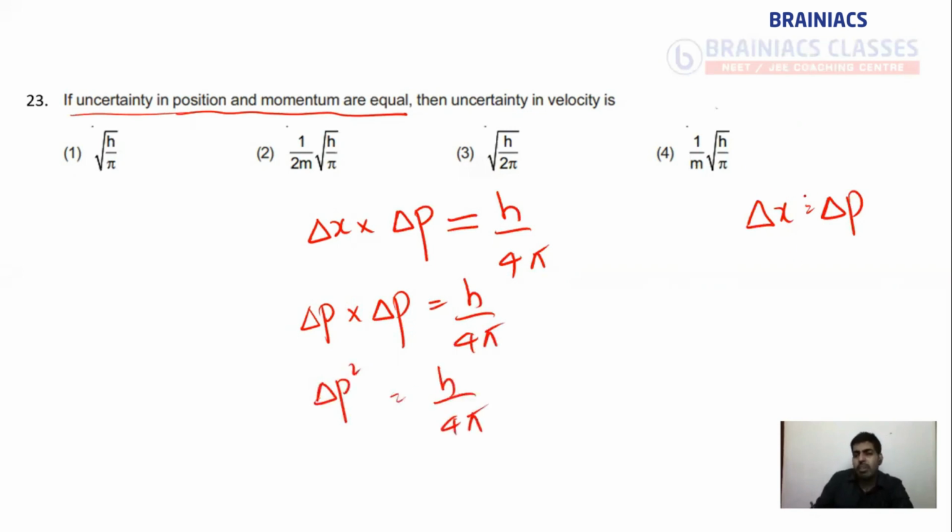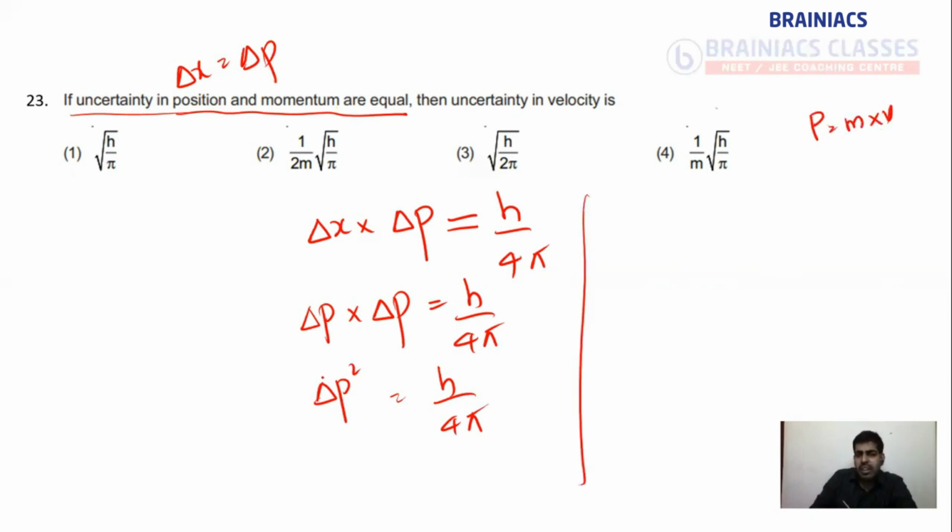Now, what is momentum? Given delta x is equal to delta p, uncertainty in position and momentum. Now what is p? Momentum is equal to mass into velocity, right? So instead of p, I am writing mass into velocity. That is m into delta v whole square is delta p square. So momentum means mass into velocity. So m into delta v whole square is equal to h by 4 pi.